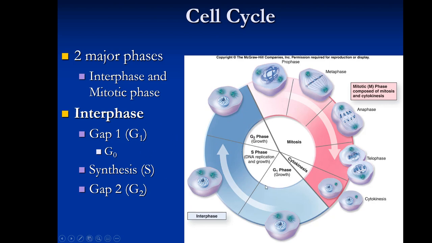Now, in cells that divide, after the G2 phase, we'll go into the mitotic phase. In cells that don't divide, they're basically locked into this phase. And we say they're in a G0 phase. So G0 is the phase that cells are in that do not divide.